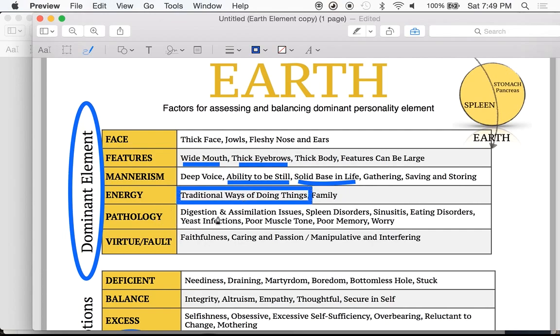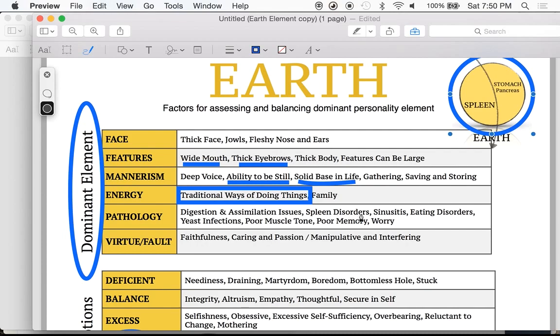Now, pathology, and I want to be really clear, we're not saying that people will or are having problems with these, but if you're working with a client as a master herbalist and advanced nutrition consultant, you know that if they're a dominant earth element, one thing you're always going to be aware of is that, based on what organ systems are a part of that earth element, you're going to keep an eye on it. Digestion and assimilation issues, very common, deals with stomach.